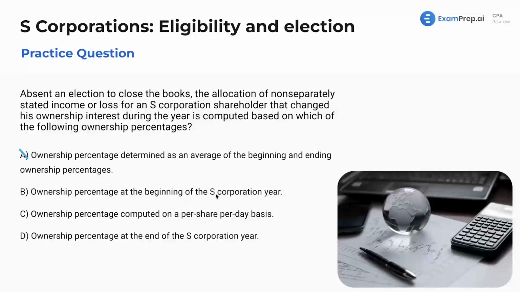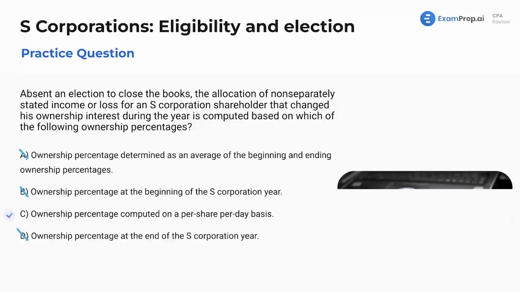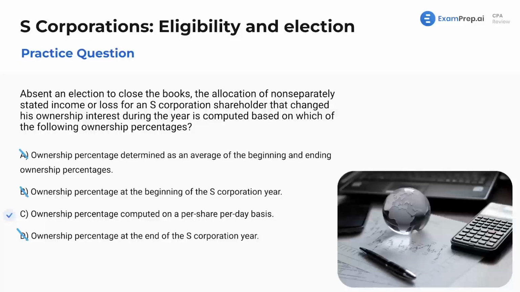Is it based on simply just the beginning or just the end? Not that either. And again, I couldn't really talk about it without just spoiling it. It is going to be computed on a per share, per day basis. So allocating your items, if for 6 months of the year, there's $10,000 generated for the first 6 months, and you have 100% ownership, well, 100% of that $10,000 will go to you.